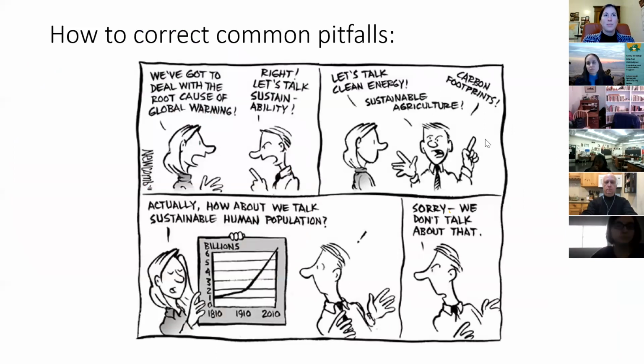The next slide. So now we're going to get into how to address common pitfalls that happen with these conversations. We use this cartoon all the time in presentations. It does a nice job illustrating not wanting to talk about population. So we've got to deal with the root cause of global warming. Right, let's talk sustainability. Let's talk clean energy, sustainable agriculture, and carbon footprints. Actually, how about we talk about sustainable human population growth? Sorry, we don't talk about that. We're going to teach you how to talk about that. Next slide.